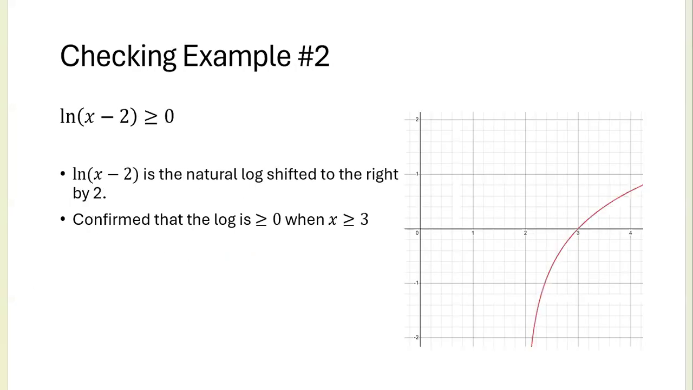Okay, and if we check example 2, we know that ln of x minus 2 is a natural log shifted to the right by 2. So we confirm that it's positive when x is greater than or equal to 3, greater than or equal to 0, so we include when it's 0.